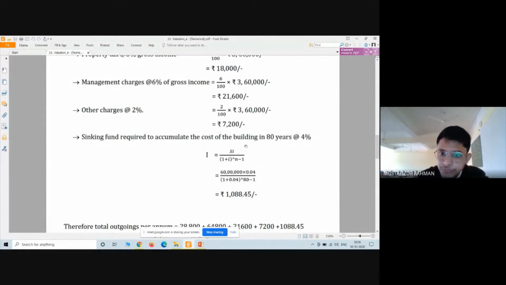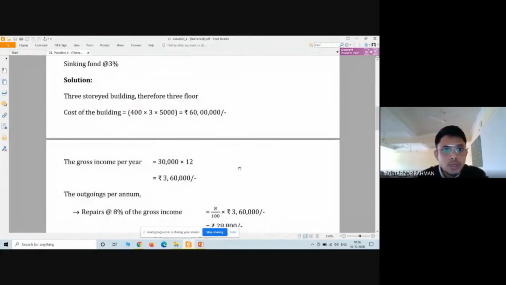So this was the formula. I is the sinking fund that we shall have to keep aside every year. S is the capital, the money that we want to accumulate. This will be the amount that was used for constructing the building. So we have calculated this one. What is the cost of the building?